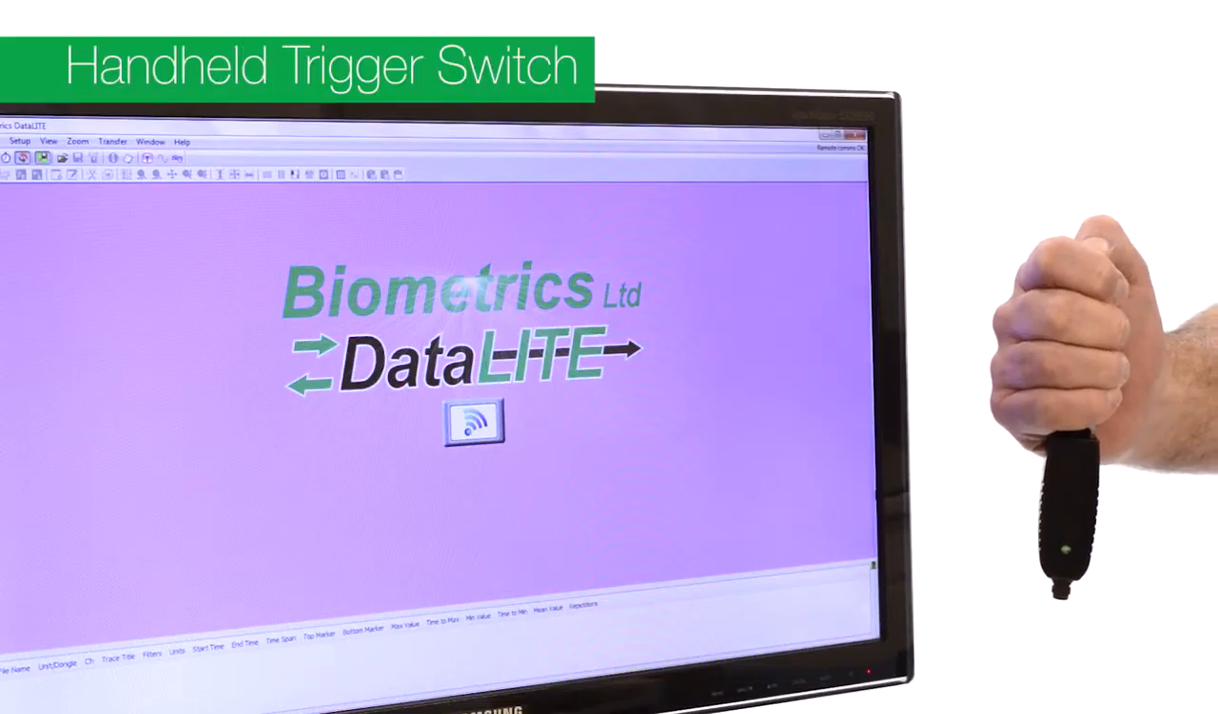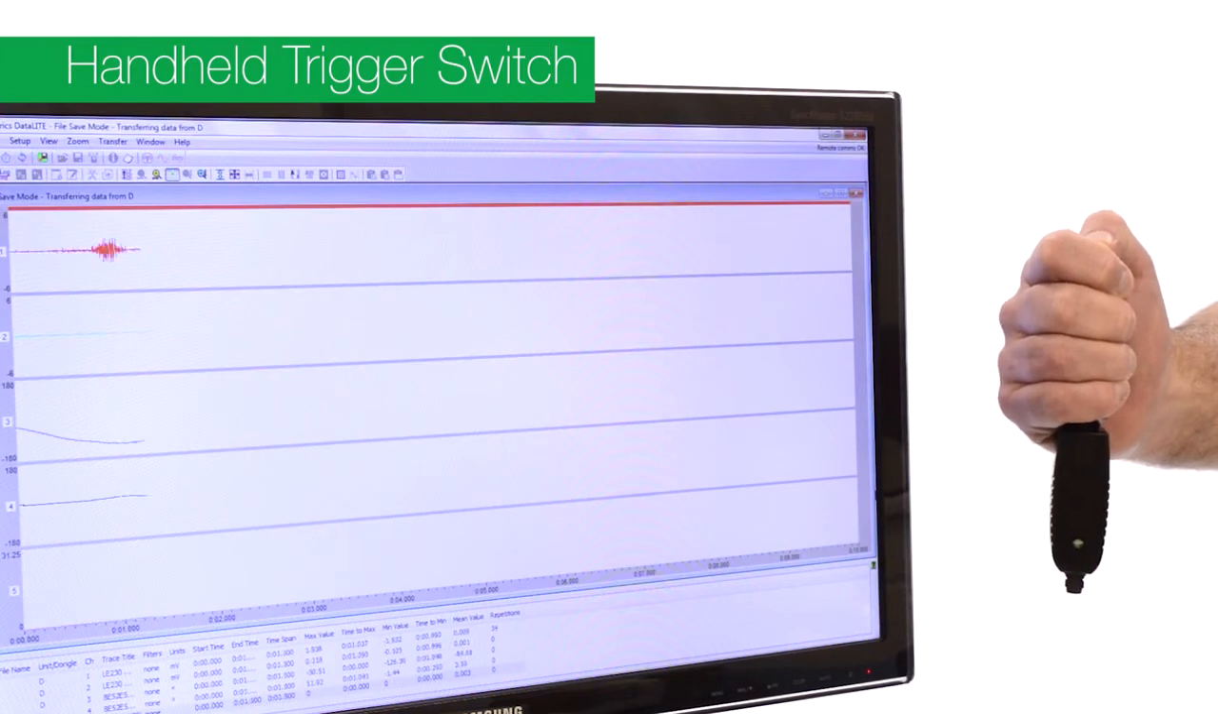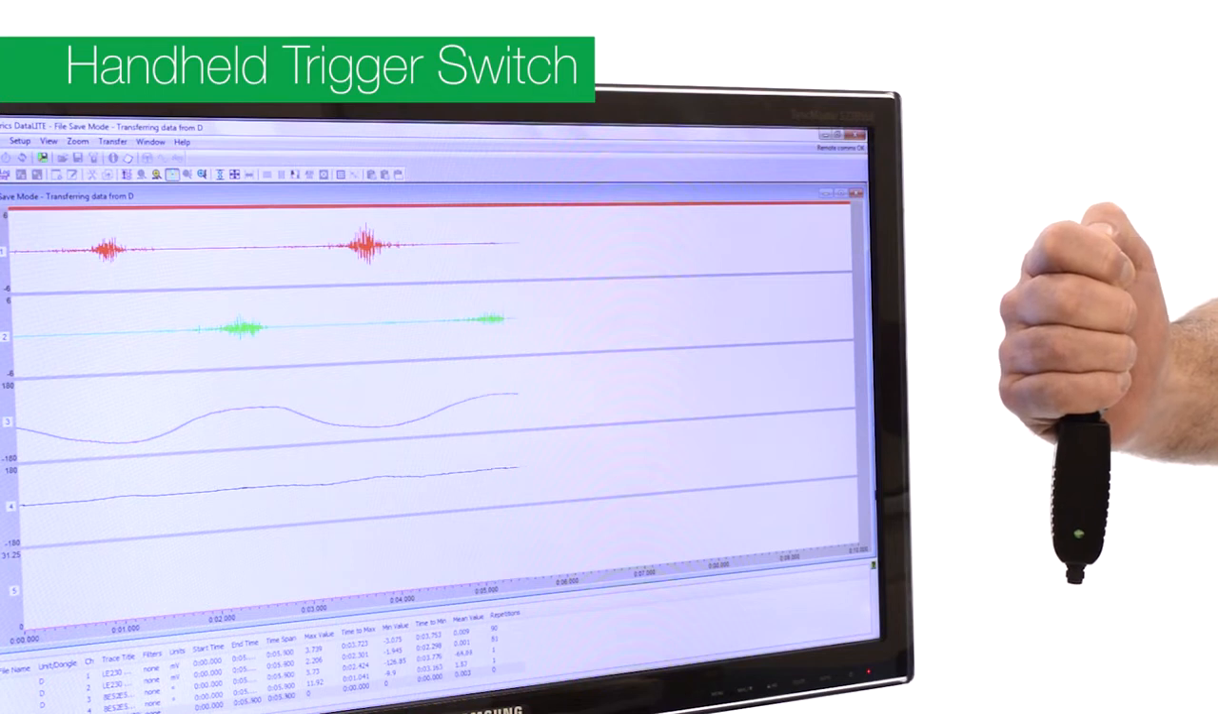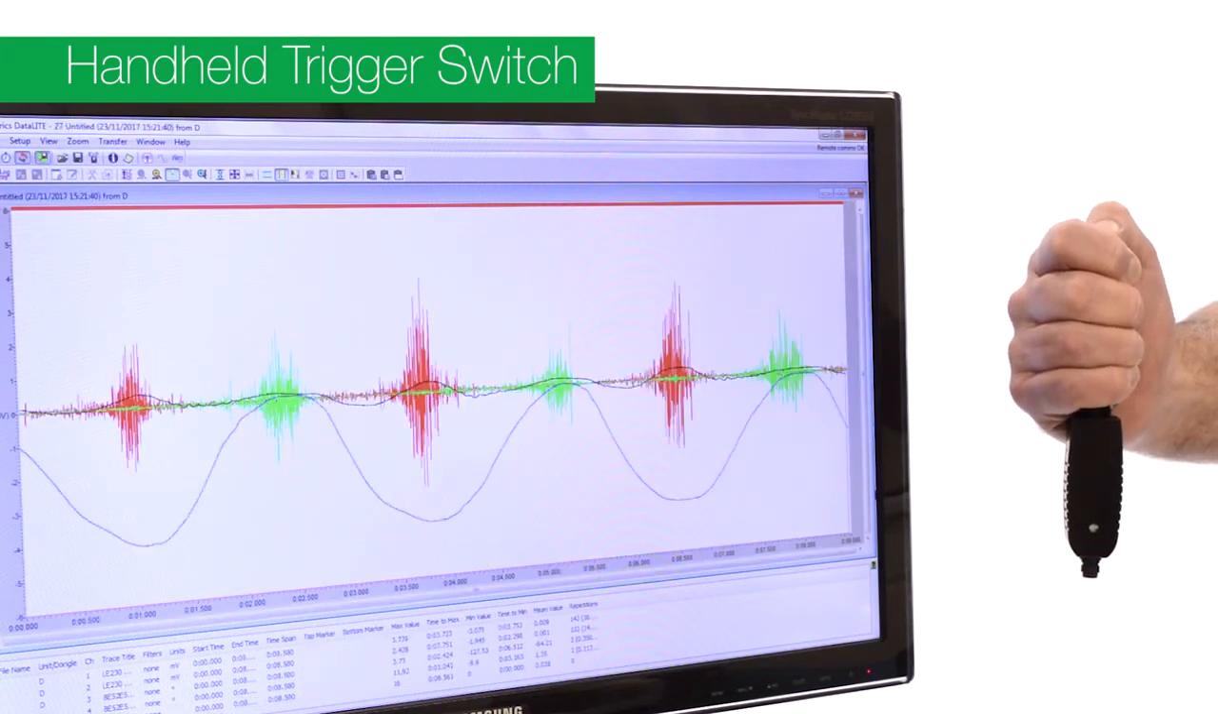The handheld trigger switch provides a very accurate method of synchronizing DataLITE with other systems, such as the Biometrics data log or other third-party motion analysis camera-based systems, like Vicon or Qualisys.